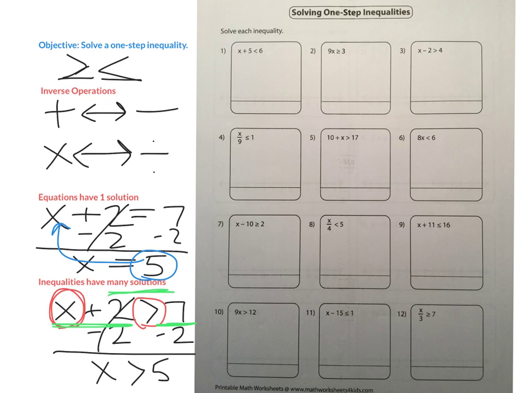Let's take a look at your worksheet and walk through some examples together. In the first problem, you're looking for x plus 5 to be something less than 6. To solve this, keeping it balanced, I'm going to try to write as small as I can so you can see this. You're going to use the number that's with your variable to isolate your variable.